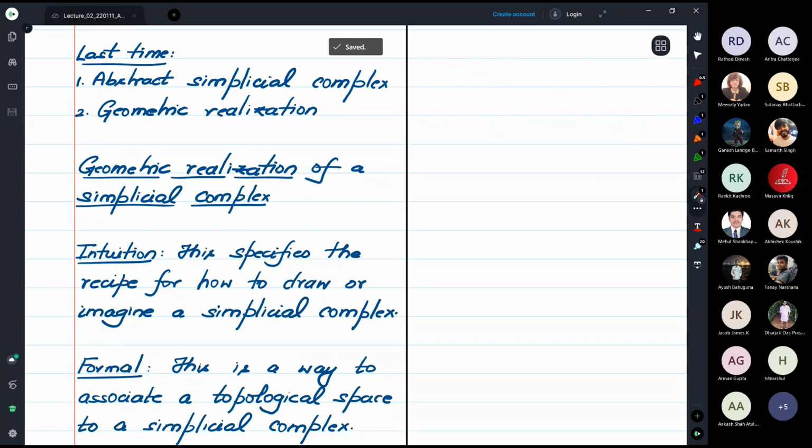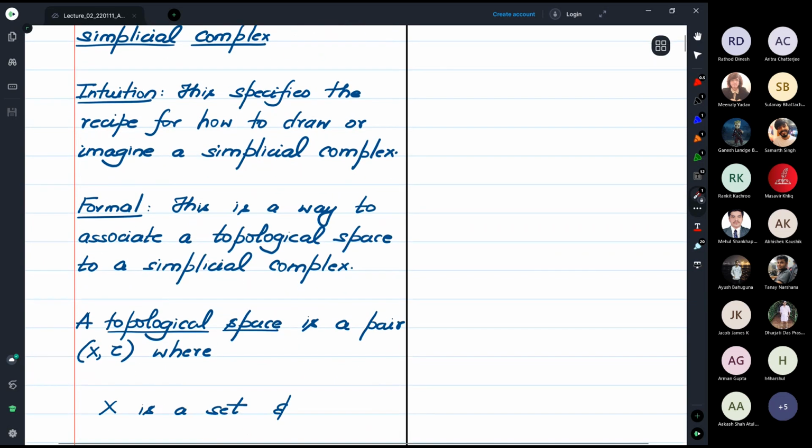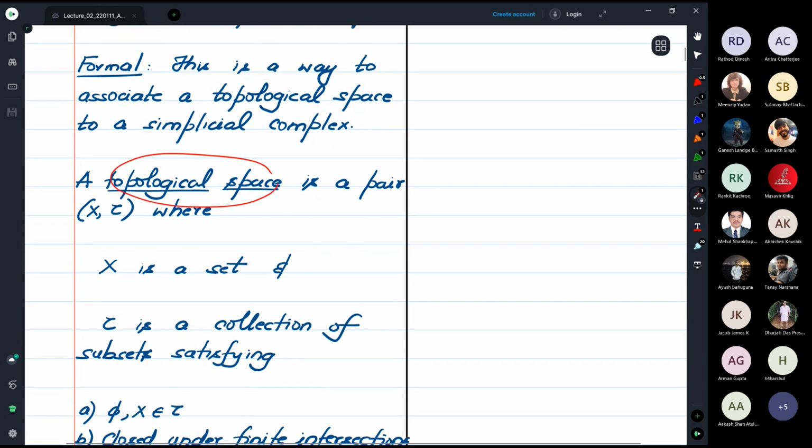Thereafter we started discussing this idea of a geometric realization of a simplicial complex. When I say geometric realization, I mean some sort of a recipe that tells us how to draw or imagine a simplicial complex. Some of you may be wondering, what is so hard? We will soon see why one needs to be careful about this. More formally, by a geometric realization, I mean an approach to associate a topological space to a simplicial complex. One can immediately ask, what is a topological space?